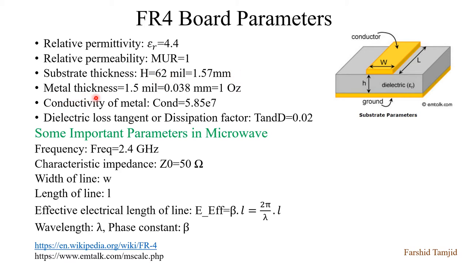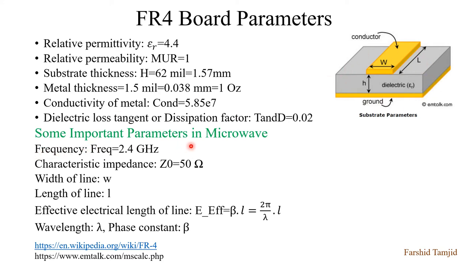For metal thickness, we are going to consider 1 ounce of metal, basically the thickness of this metal, and it's 1.5 mil or 0.038 millimeter. The conductivity of the metal: it's copper, so the conductivity of copper is 5.857 times 10 to the 7. And the dielectric loss tangent, or dissipation factor, tangent delta, is approximately 0.02. Okay, so we know the parameters of this board now.